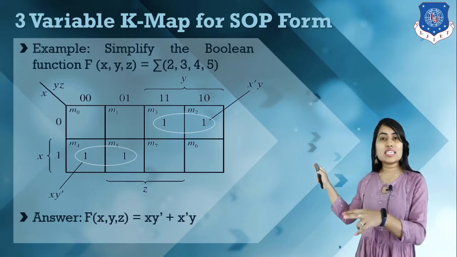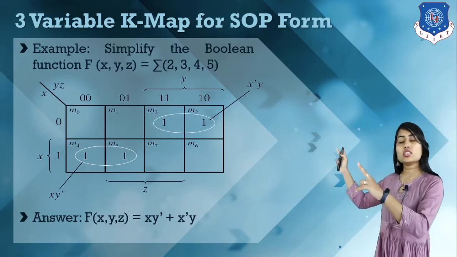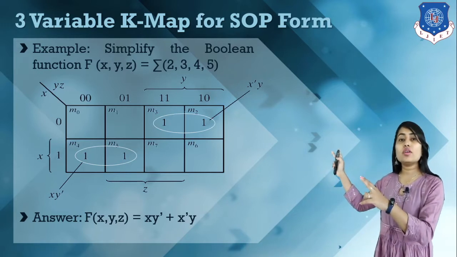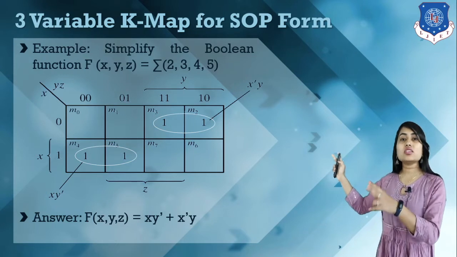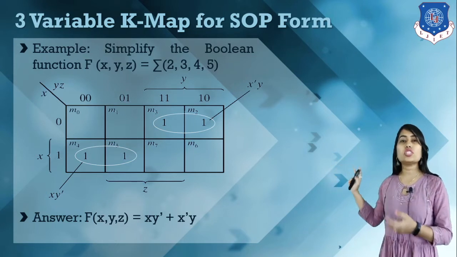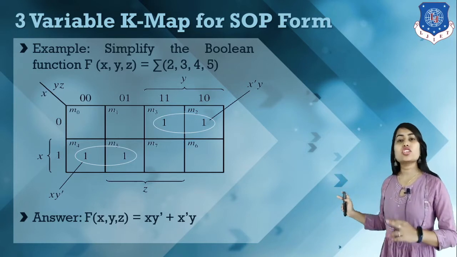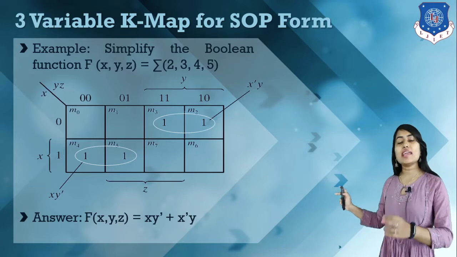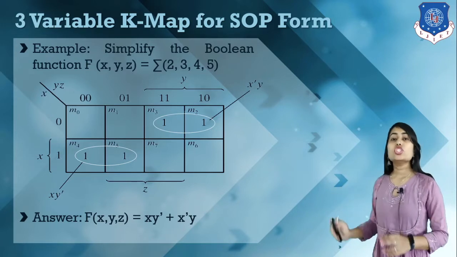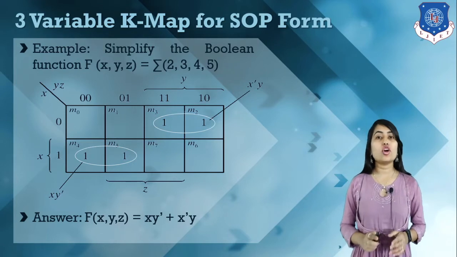If we see in this direction, we have a common value, that is x, and if we see in the vertical direction, we have a common value, that is y dash. Okay, and here we have 2 groups, so we have to take the sum. So we write the logical function like this, that is x y dash plus x dash y. This is how we can simplify the logical functions for 3 variables.